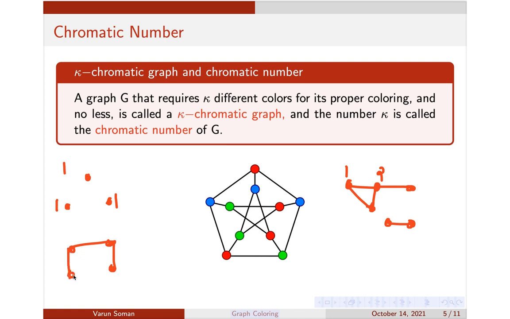Suppose my graph is a cycle like this. What is the chromatic number? Can I find it out? Anyway, the chromatic number would be 2 or more, because there is an edge there. Suppose I am coloring this vertex with 1. I will have to color this vertex with 2.